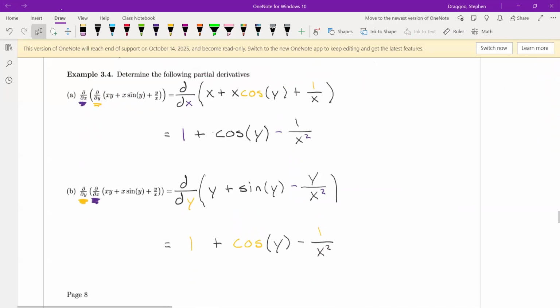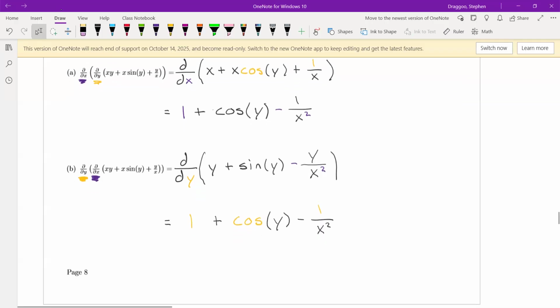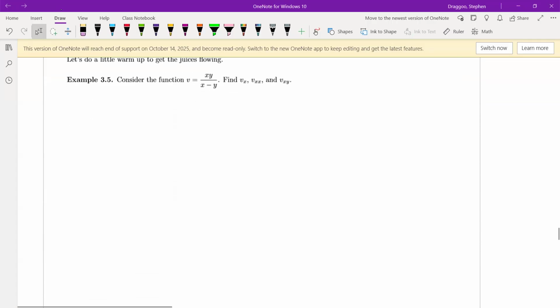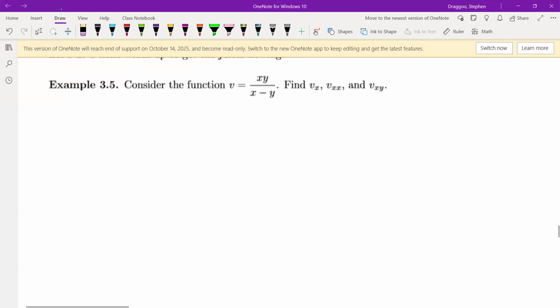So just to highlight that real quick, I went through and actually took these two mixed second order partial derivatives in each direction. And I got the same thing both times. So I have a nice function here. You can see that nice function can be sort of a relative term. But all right, let's go actually do some of these. So considering our function, v is xy over x minus y. Let's take some partial derivatives.